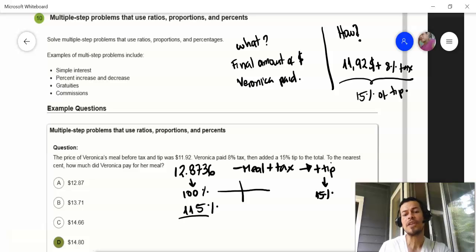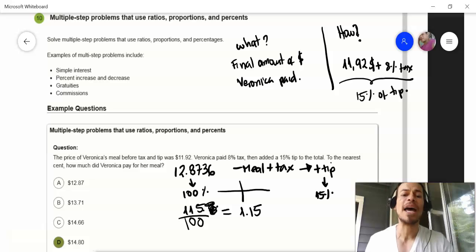If I transform this into a number to multiply, so I'm going to divide by 100, so I eliminate this percentage sign here, and then I have two places, two zeros, that I'm going to move my decimal point to, two zeros to the left. It's going to be 1.15. So I'm going to multiply 12.8736 by 1.15.